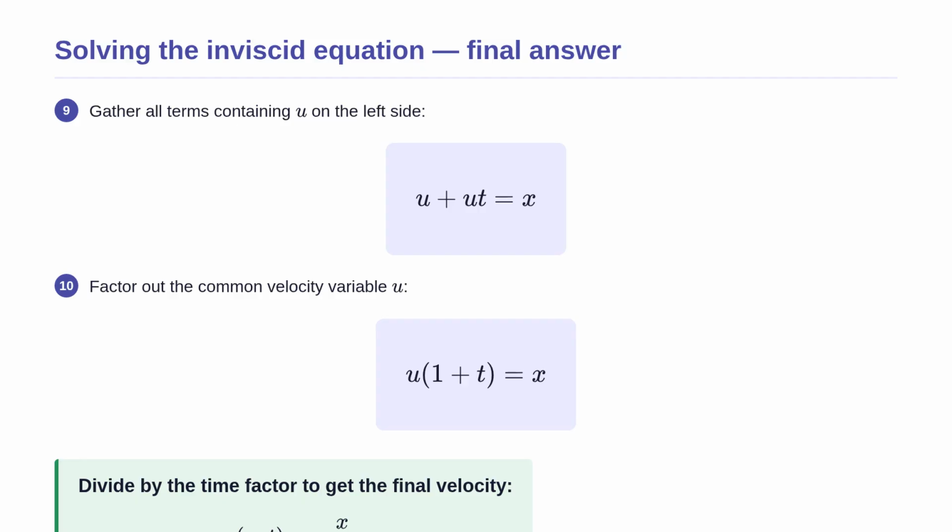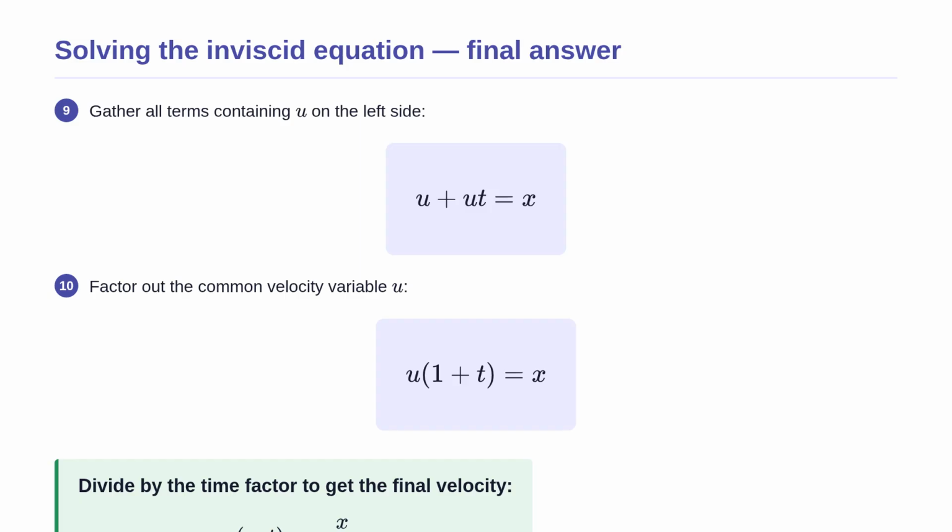We need to gather all the terms containing our unknown velocity variable on the left side of the equal sign. We do this by adding the term containing time to both sides. Next, we factor out the common velocity variable, leaving it multiplied by a simple time factor in parentheses. Finally, we divide both sides by this time factor. This gives us our final solved expression.